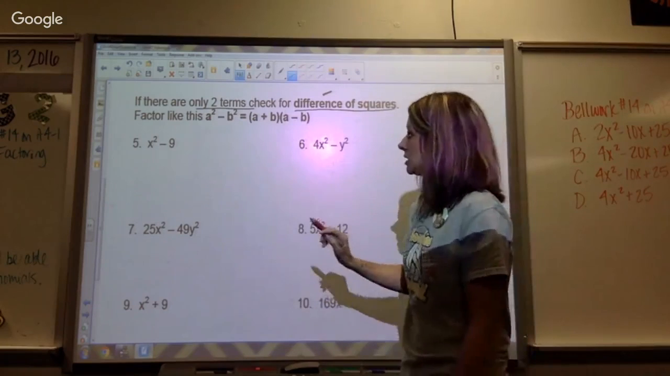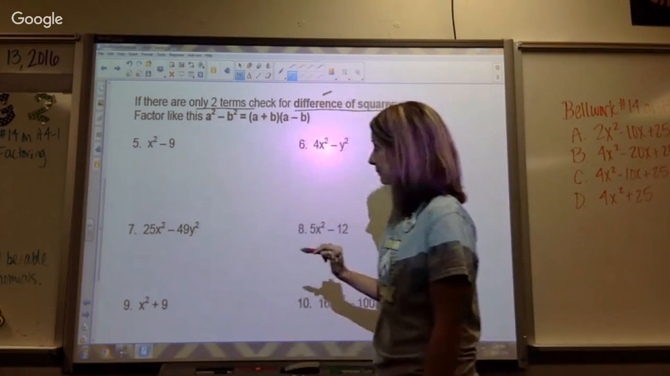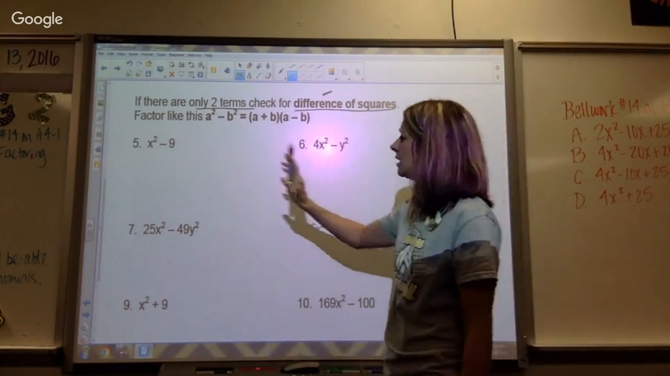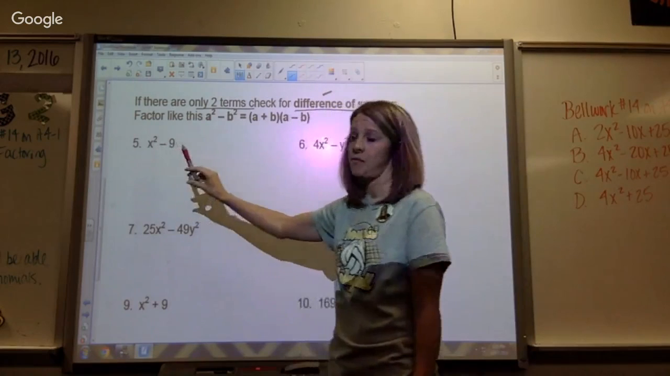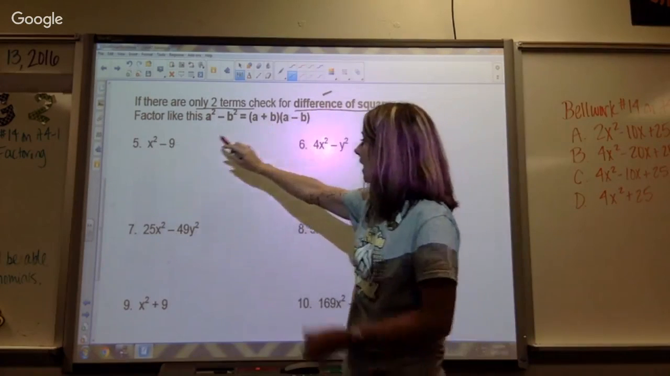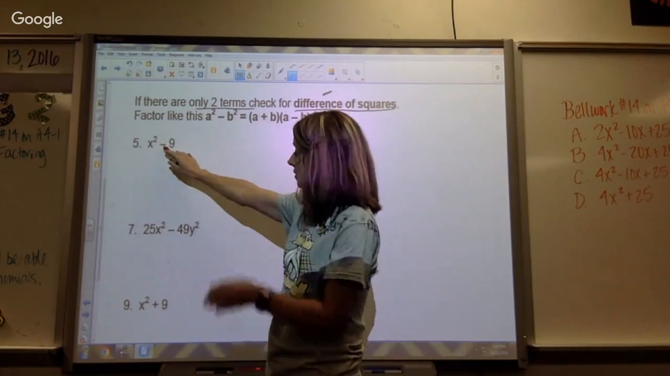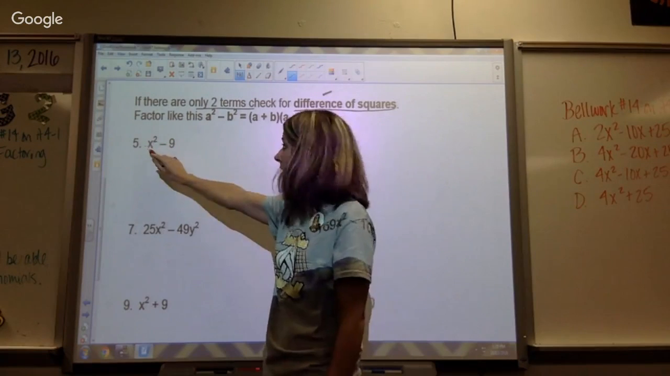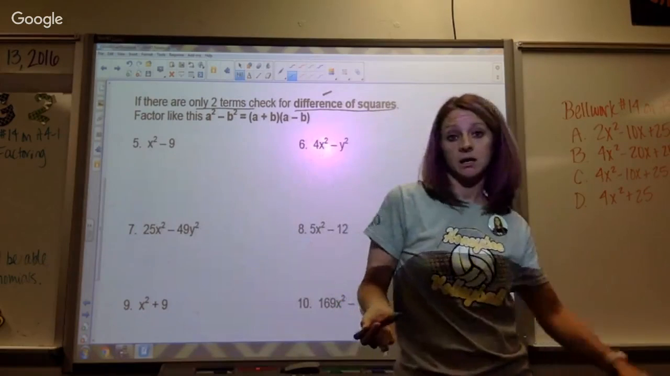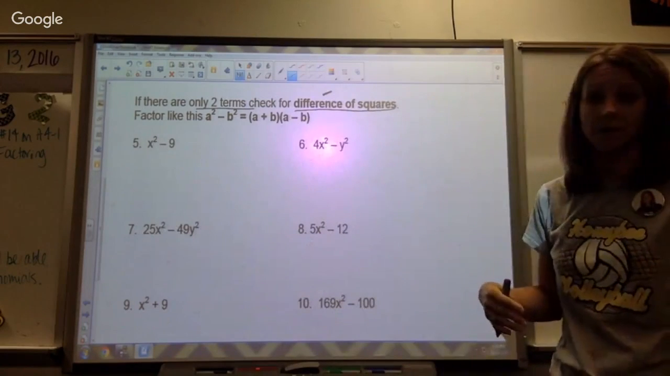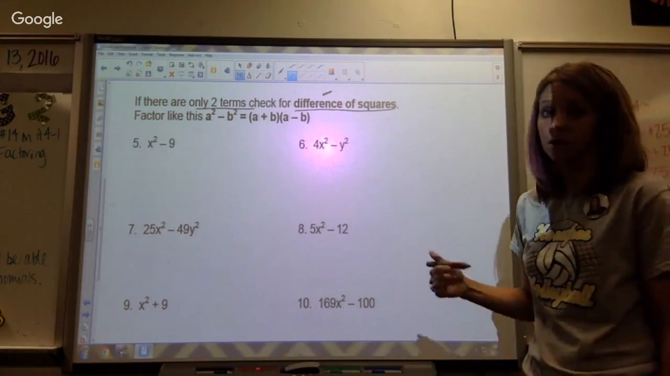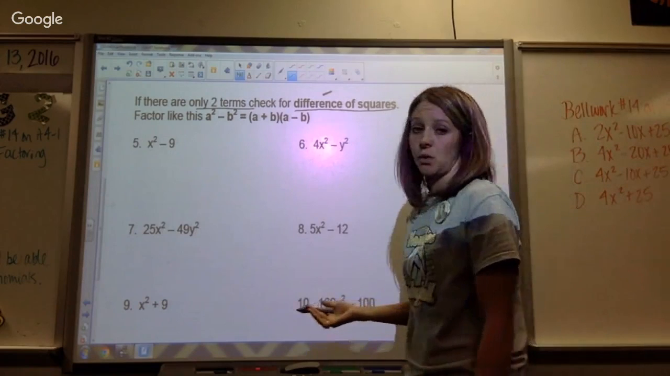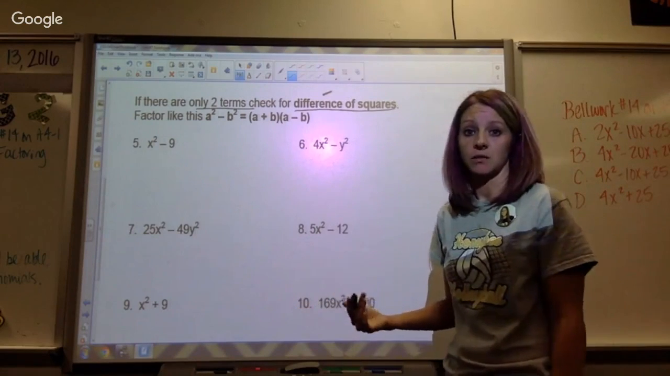So let's look at this first example here. First, check. They don't have anything in common, okay? So make sure that you're subtracting. And then check for perfect squares. X squared, we can have a term multiplied by itself to give us x squared. That would be x. 9 is a perfect square, okay, because 3 times 3 would give us 9.